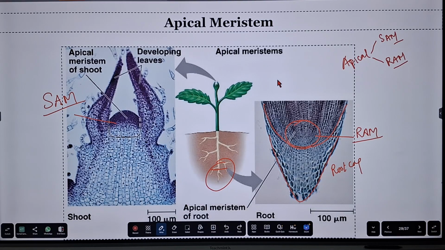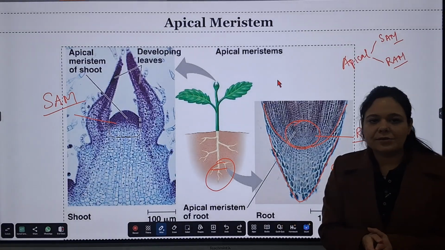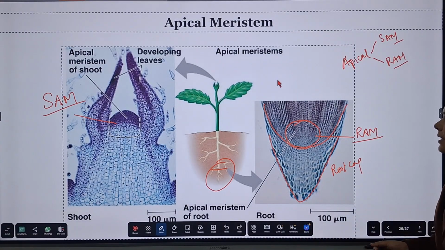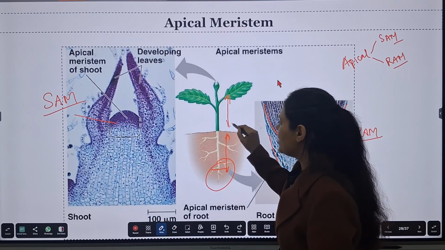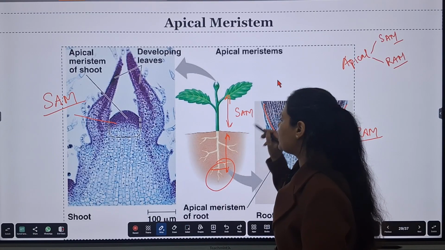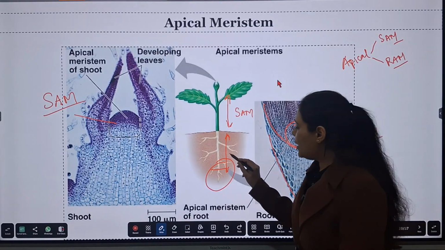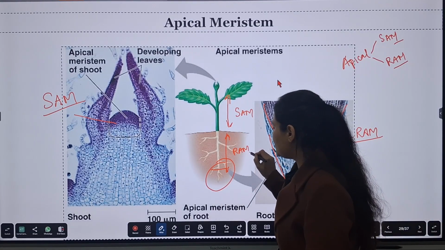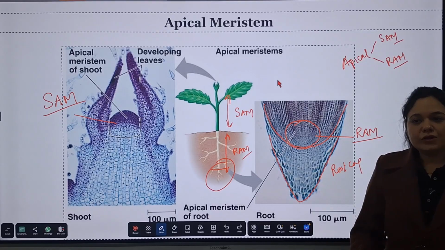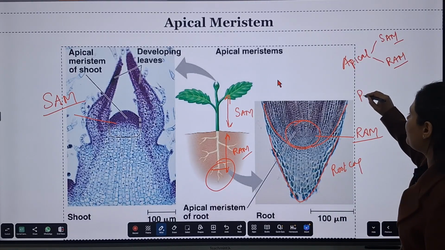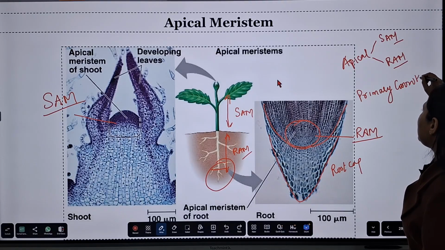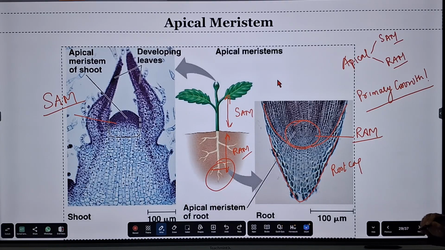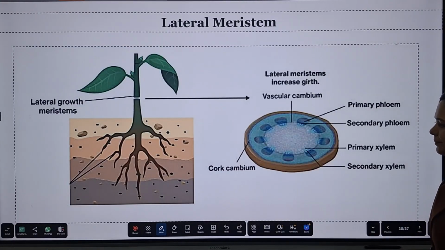And these two kinds of apical meristem are responsible for increasing the length of root and shoot. Shoot apical meristem will help in increasing the length of stem, and root apical meristem will help in increasing the root of the plant. So we can say they help in the primary growth of the plant. They help in increasing the length of the plant. Apical meristem. Now let's see lateral meristem.